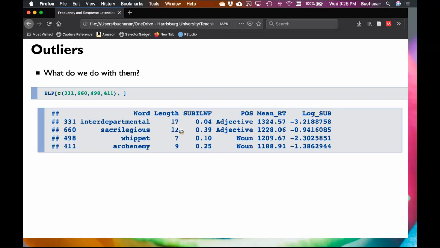Okay. And so what would I do? Well, I could take them out and see how they impact my model. Look at the change in coefficients in R squared. Now, these are real words, and these are really how people reacted to them, so I probably will leave them in because they're a good representation. They're good data points. Right?